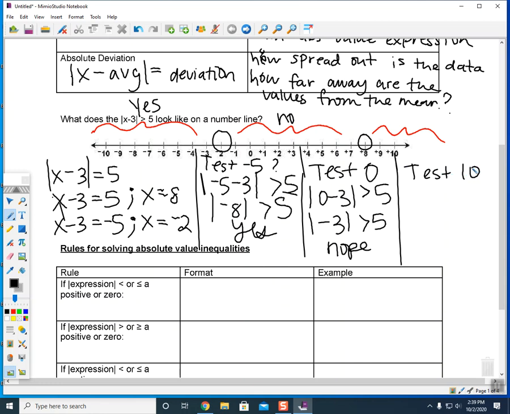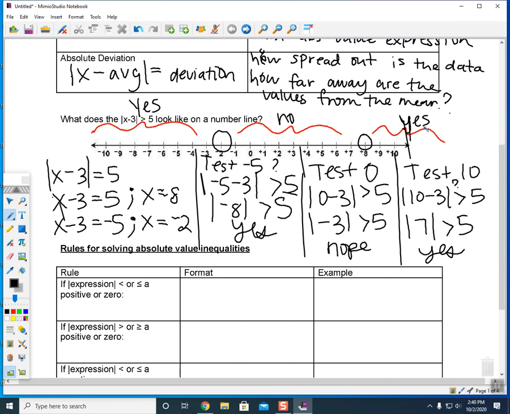So if I test 10, I'll have the absolute value of 10 minus 3. I want to know, is that greater than 5? 10 minus 3 is 7. The absolute value of 7 is greater than the absolute value of 5. Yes. So this is also true, whoops, over here.